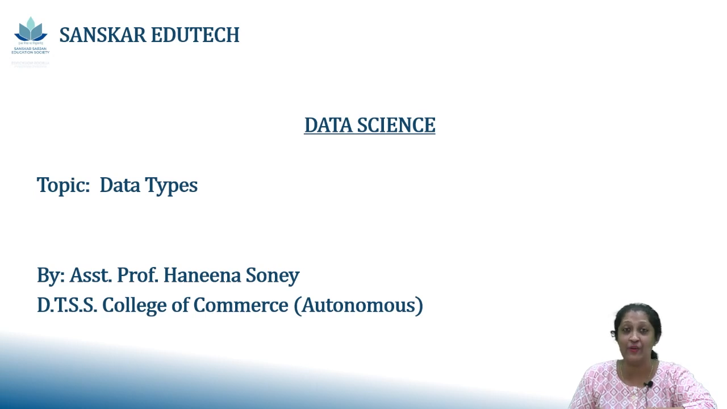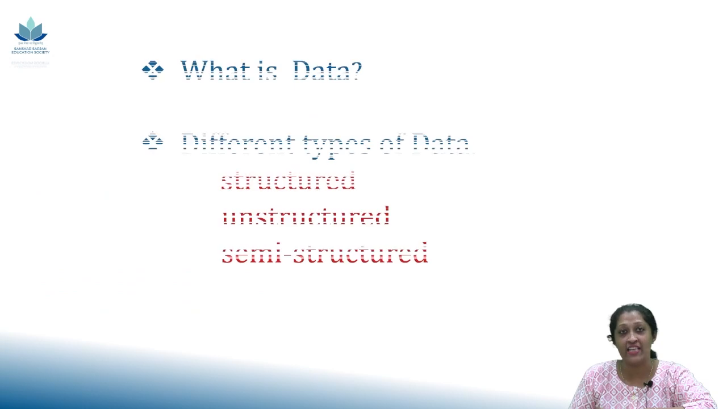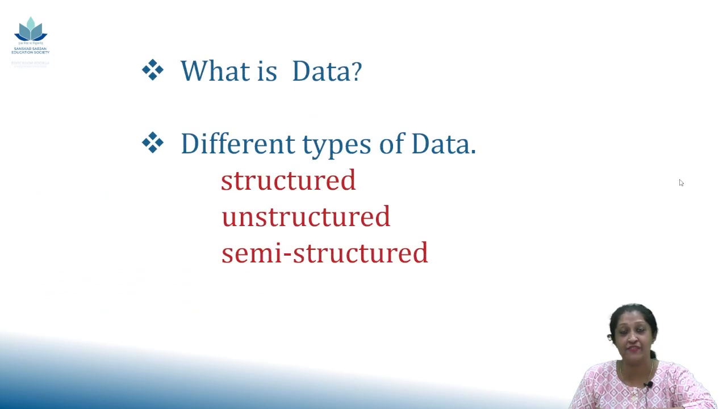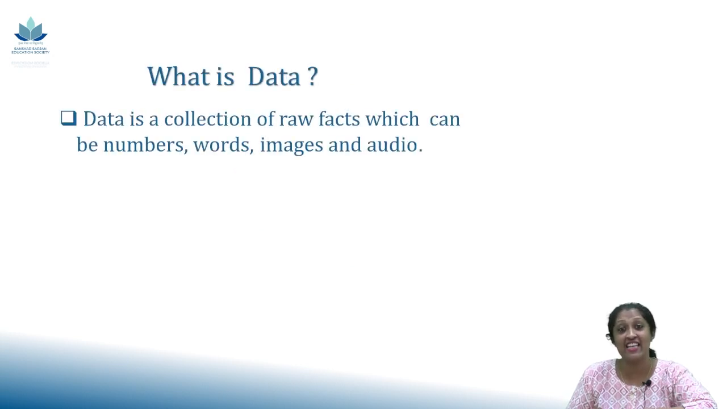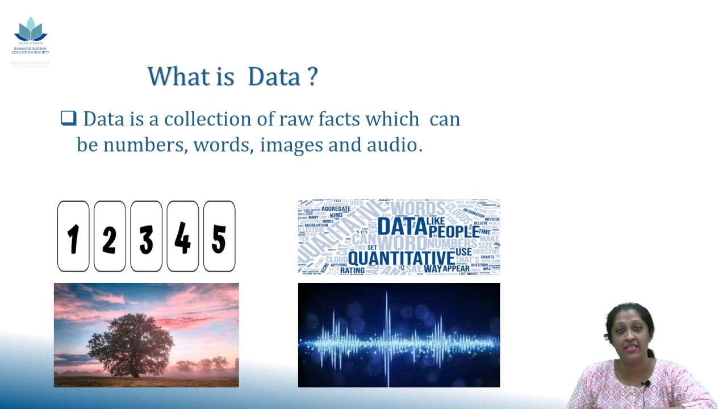Today, we will look at different types of data. We will see what is data, different types of data like structured, unstructured and semi-structured data. What is data? Data is a collection of raw facts which can be numbers, words, images and audio.